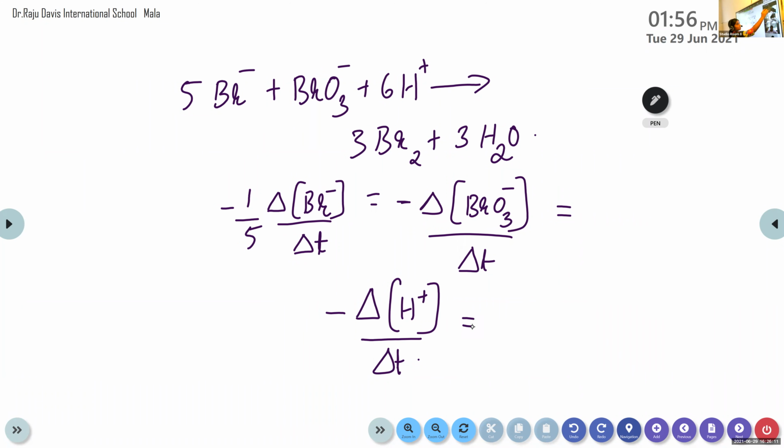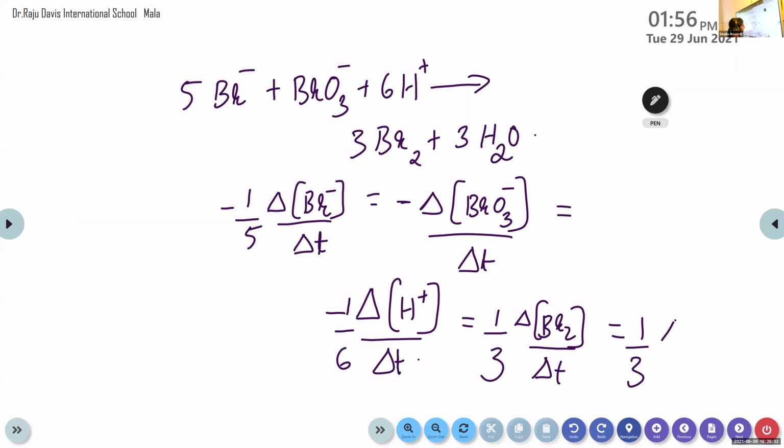Ma'am, 1 by 6 is not included. Okay, it's 1 by 6. Then on the product side it is 1 by 3 delta concentration of Br2 divided by delta T, and that's again equal to 1 by 3 delta concentration of H2O divided by delta T. This is clear?